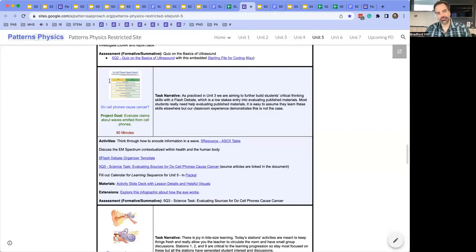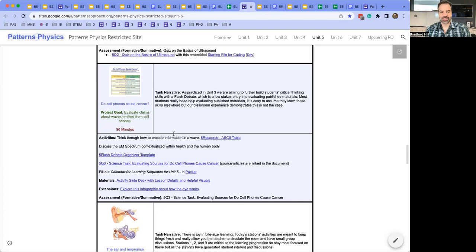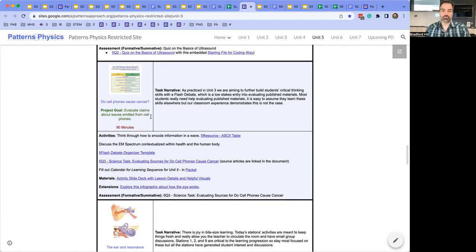All right, so jumping forward, the next task is, do cell phones cause cancer? That's aimed at that performance expectation around evaluating published materials on the effects of electromagnetic radiation. That's a good 1 day. And again, remember back to unit 3 and 4, we're building up to this. This is hard for students.